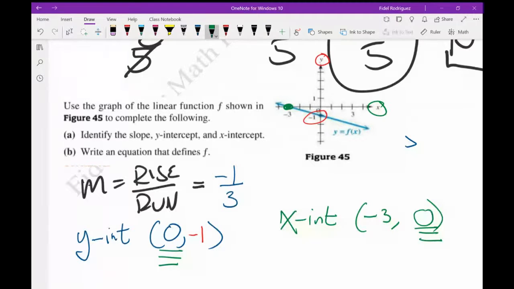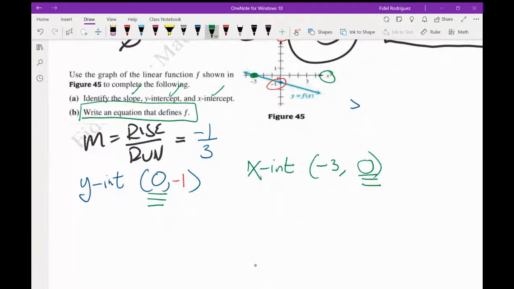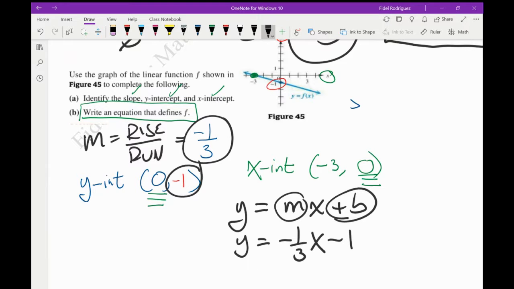Okay. So we found the slope, we found the y-intercept, we found the x-intercept. Now we want to see, can we write the equation? So when we write our equation, we're going to write it the same way we've been doing before. We're going to go with y equals mx plus b. And so I'm going to write y equals m. We found that earlier to be a negative 1/3 x. And then my b in this case should be the number minus 1.